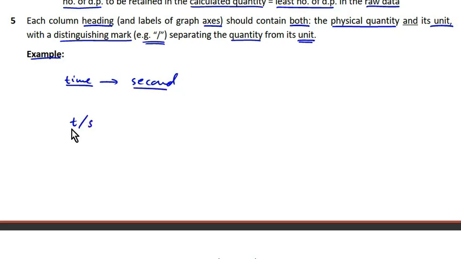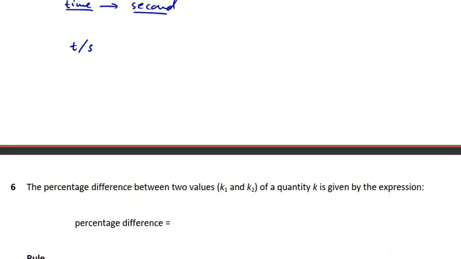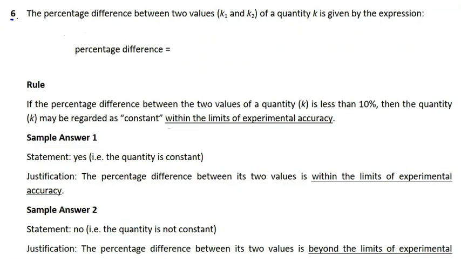So see students, the heading contains both the quantity and the unit. And we also have a distinguishing mark that separates the quantity from the unit, right? Let's learn the last rule now. Students, this rule is used to determine whether a quantity, say k, may be regarded as constant or not. Now to determine this, we have to first find the percentage difference between two values of the quantity. So let's first learn how to find the percentage difference between two values of a quantity.